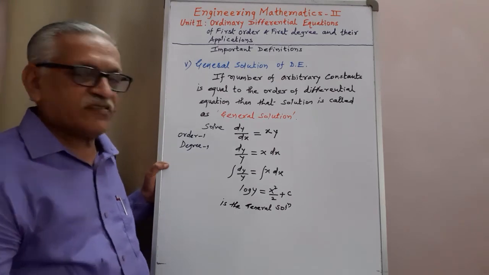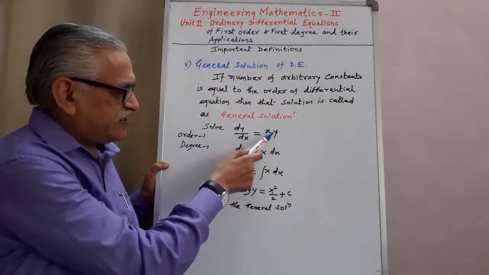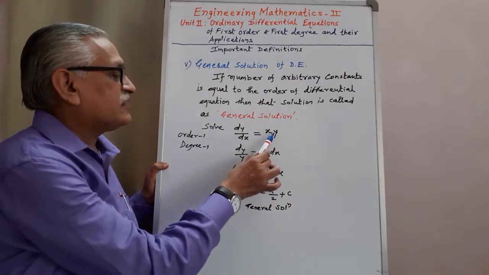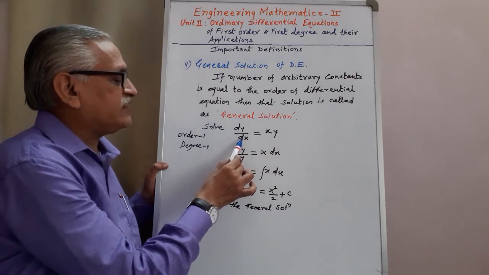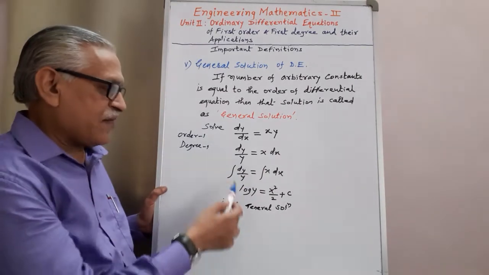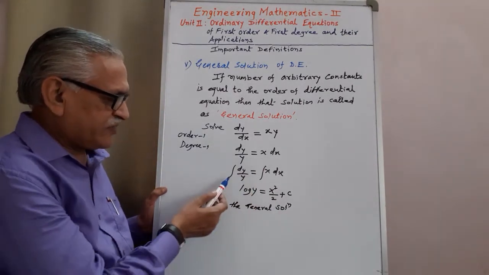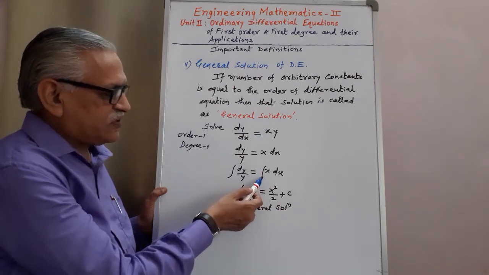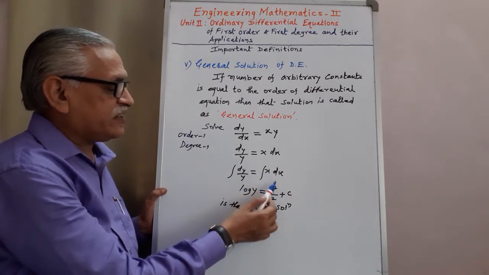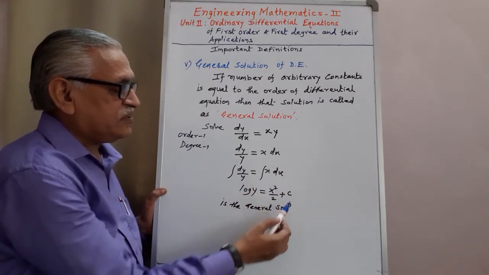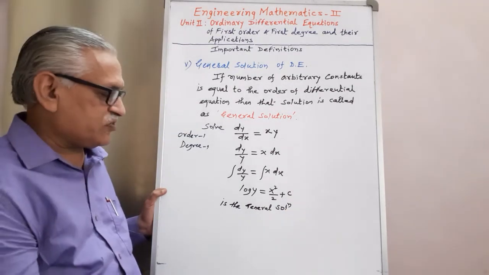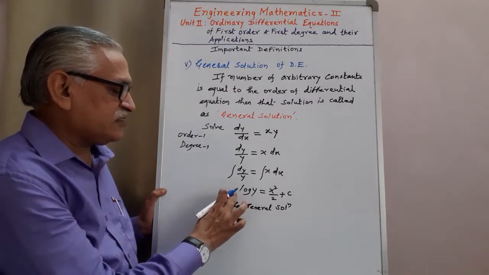Then separating the variables means taking terms of y dy on one side and terms of x dx on the other side, means transferring this y to the left side and this dx to the right hand side. We get dy upon y is equal to x dx. After separation, integrating both sides, therefore integration of dy by y is equal to integration of x dx. Its integration is log y and x square by 2 plus constant of integration c, which we are calling an arbitrary constant, and this is the solution.